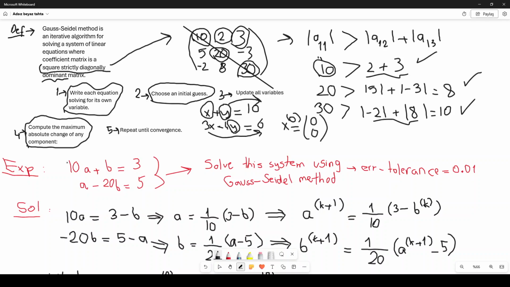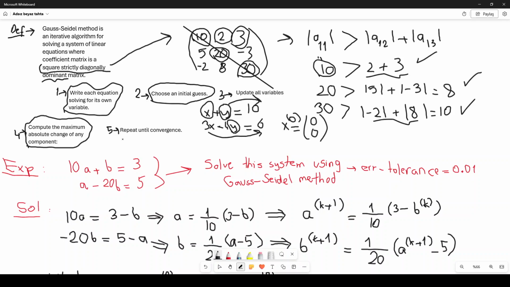We again compute the maximum absolute change of any component, which means that based upon the new values of the unknown variables in that iteration, we find the errors for each unknown variable and then take the maximum of them. And if this maximum error is less than our error tolerance, we stop our computational procedure. But if not, in other words, if the maximum of these errors is still not less than the desired error tolerance, then we keep iterating.